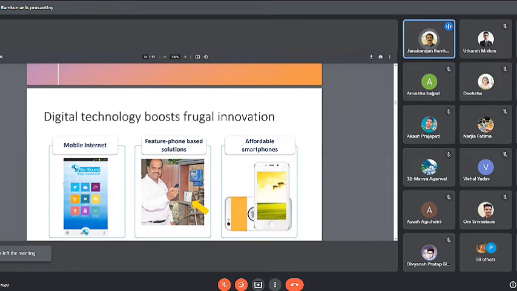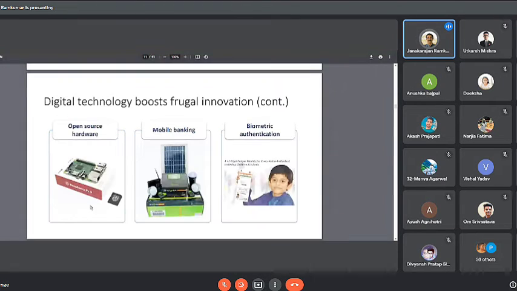For example, mobile internet is a frugal innovation. The feature based on phone to control the switching on and switching off of a motor is frugal innovation. Affordable smartphones in India nowadays, there will shortly be some Indian companies in the market selling such phones for 5,000 rupees and 6,000 rupees. This is digital technology boosting what is happening. Biometric authentication is a frugal innovation. Then if you want to talk about mobile banking, again, it is a frugal innovation which is happening.